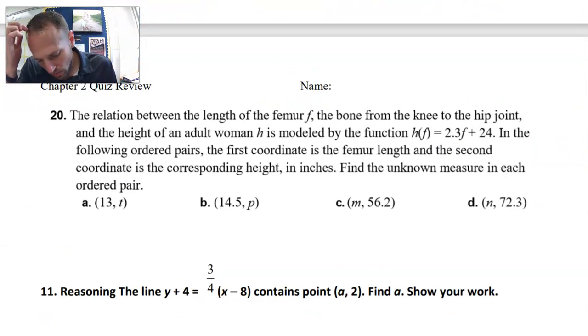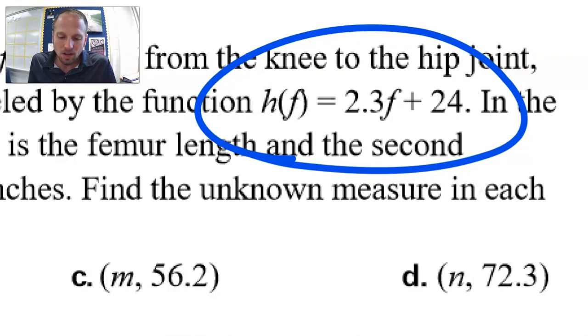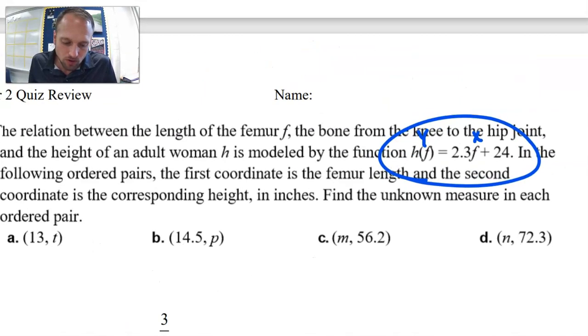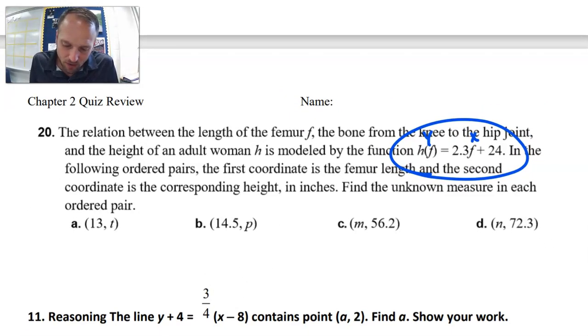The relationship between the length of a femur, F, the bone from the knee to the hip joint, and the height of an adult woman, H, is modeled by the function. In the following ordered pairs, the first coordinate is the femur length, and the second coordinate is the corresponding height in inches. But honestly, I don't care about any of this other than that equation right there. That's all I've got to look at. Okay, so right here, this H of F, another way of saying that is Y. And this F, just another way of saying that is X.